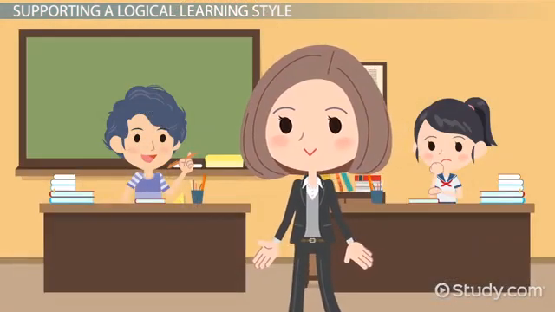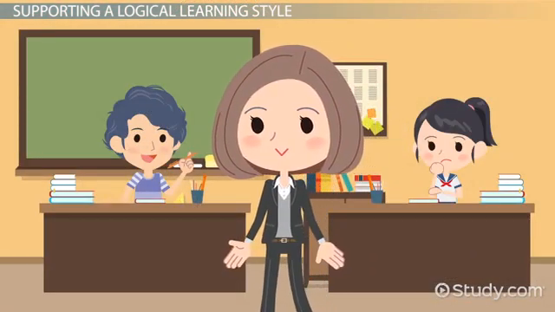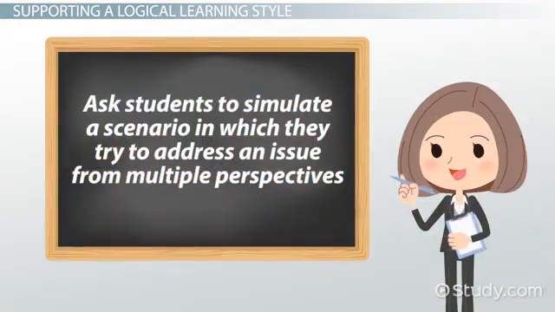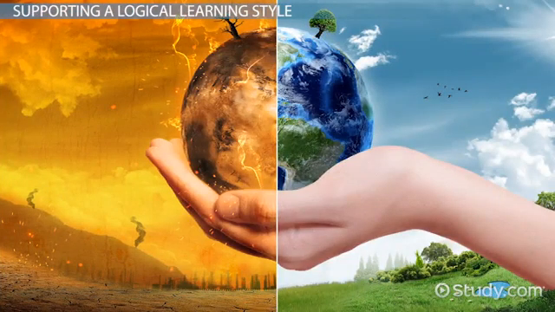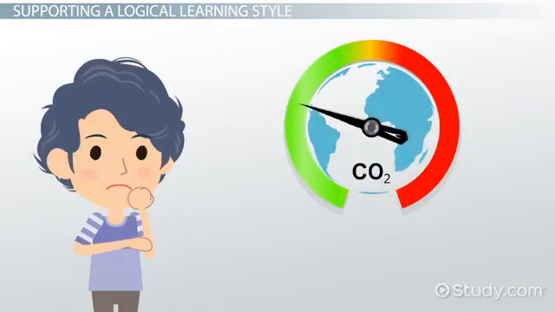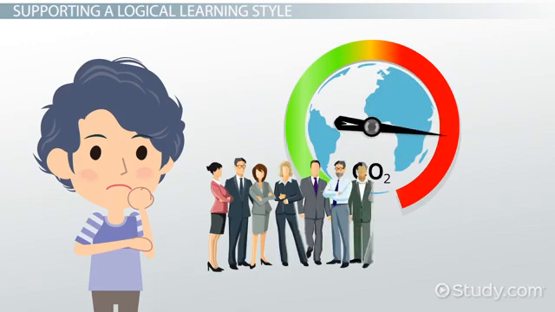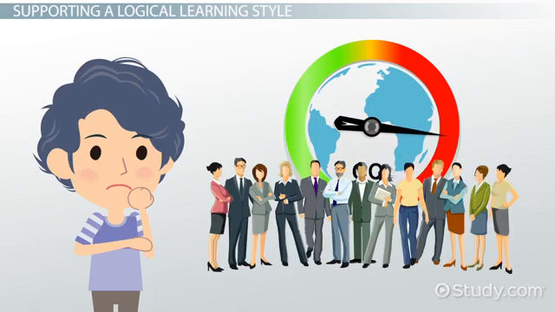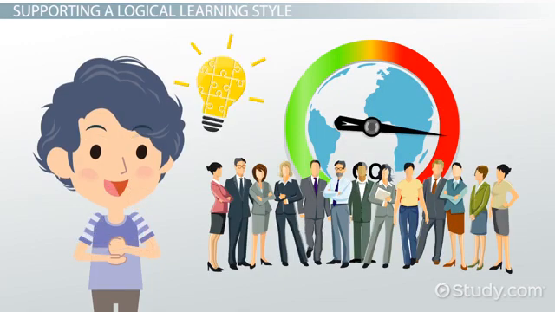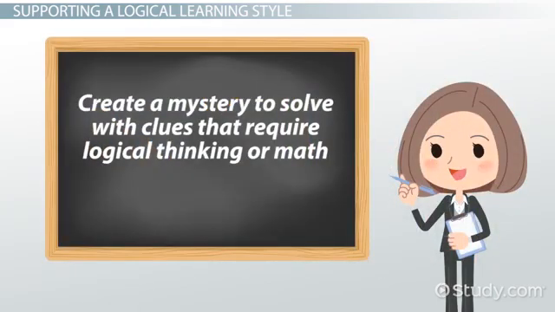Let's go through a list of classroom activities that can support these types of learners. Ask students to simulate a scenario in which they try to address an issue from multiple perspectives. For example, if you are teaching about the challenges of climate change, ask students to consider this from different points of view: business owners, consumers, government officials, other nations, etc., and to propose solutions that tackle these many angles of a system.